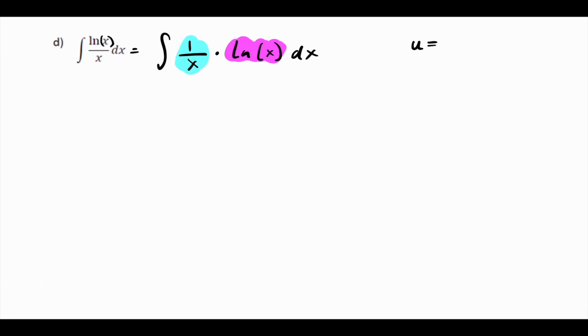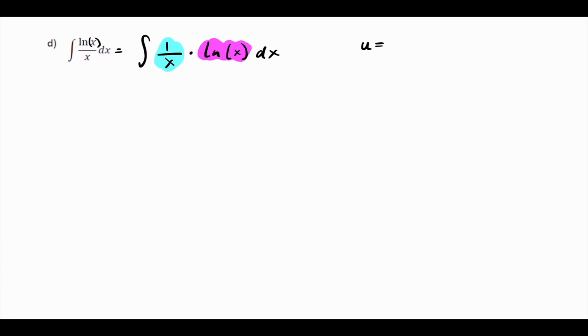There is a right answer, but don't try to get the right answer the first time. Let's do a little practice. Let's say it's going to be natural log of x. Let's say it's the pink guy. We're going to do a little trial by error, see if it works. So let's say, okay, the pink guy.